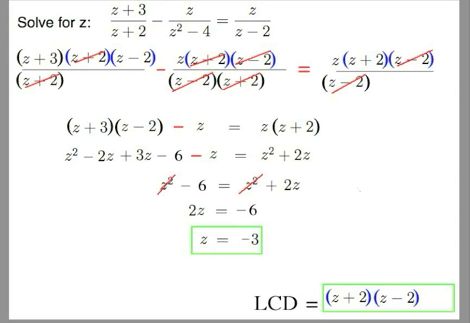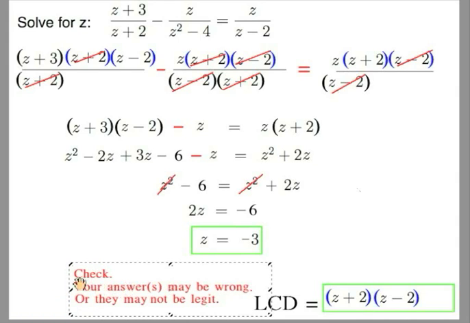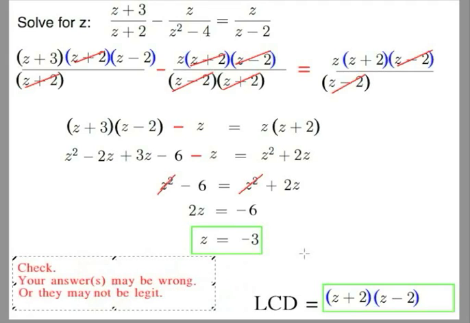There's a couple of things I want to talk about before I show you a similar one on the final. First, check your answers, and the reason is twofold. Your answers may be wrong, or they may not be legit. And what I mean by that is, at no time in this problem did I talk about the fact that there are certain numbers that z simply can't be because they'll create division by 0. And you know we have to exclude those.